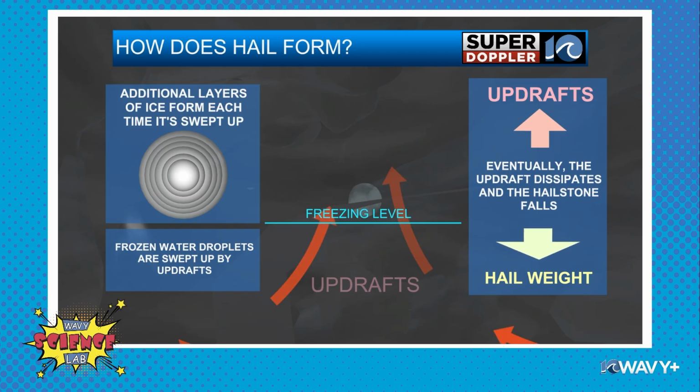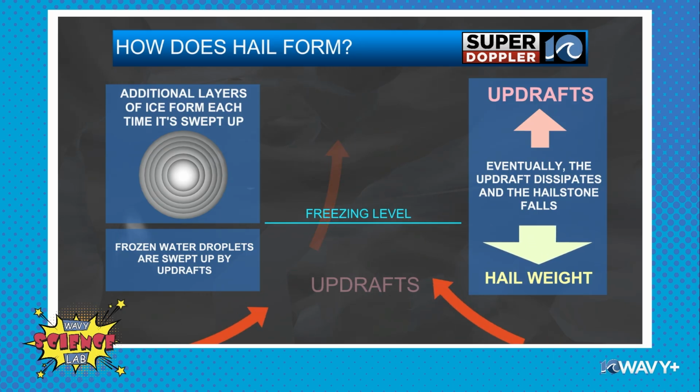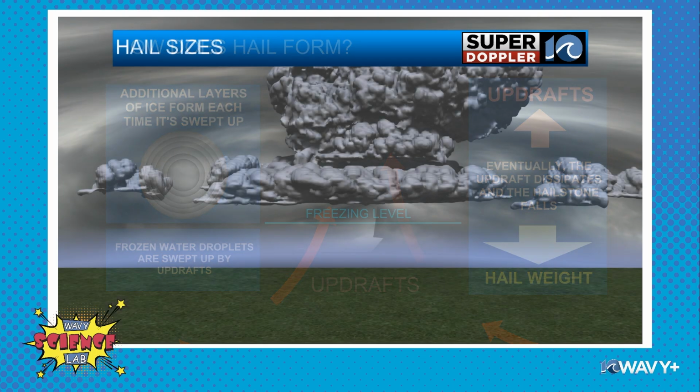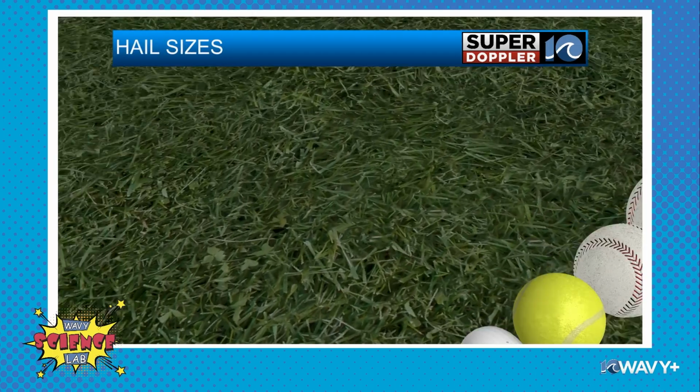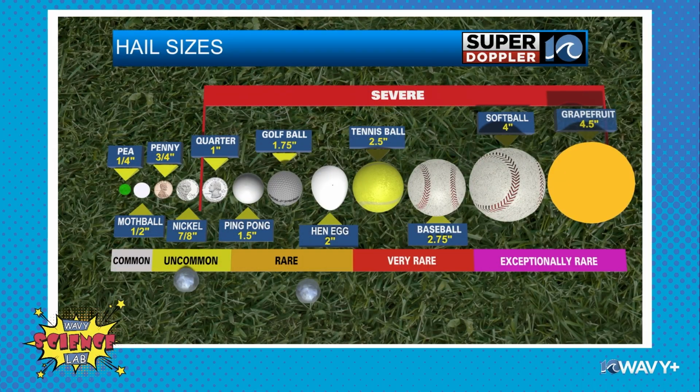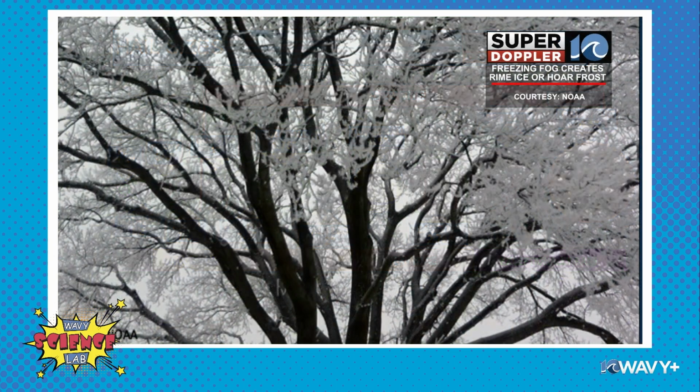You get these layers of ice in there, and then eventually they get heavy enough that they overcome the updraft and they fall out of the thunderstorm. And you can get hail all different sizes: pea-sized hail, nickel-sized hail, quarter, golf ball, baseball, softball, grapefruit sized. So yeah, you get these different sizes of hail, and they can cause damage.